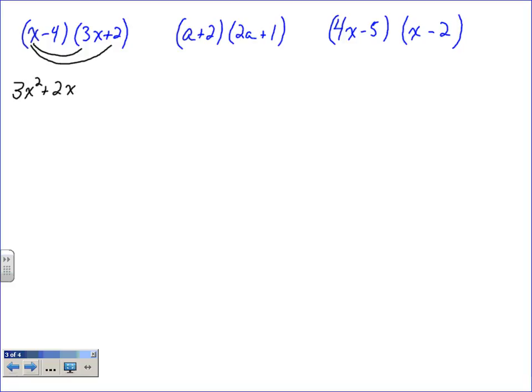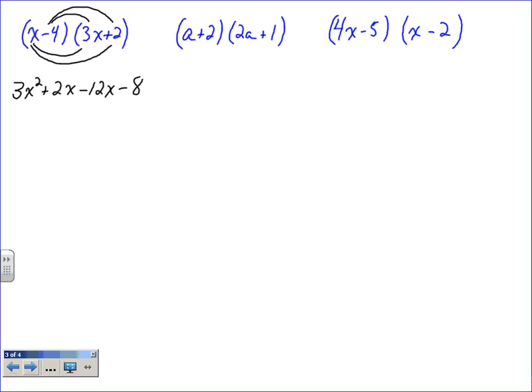So I distributed the x. Now I'm going to distribute the negative 4. And negative 4 times 3x is negative 12x. And negative 4 times 2 is negative 8. And this is going to answer one of the questions that I think Zach asked me, maybe Carly.